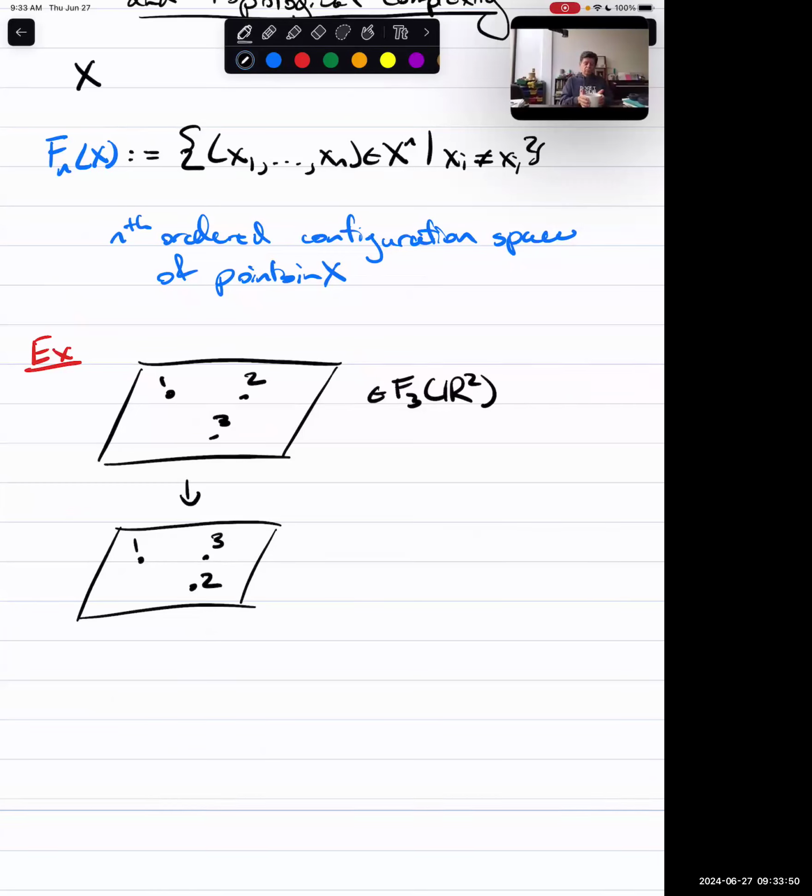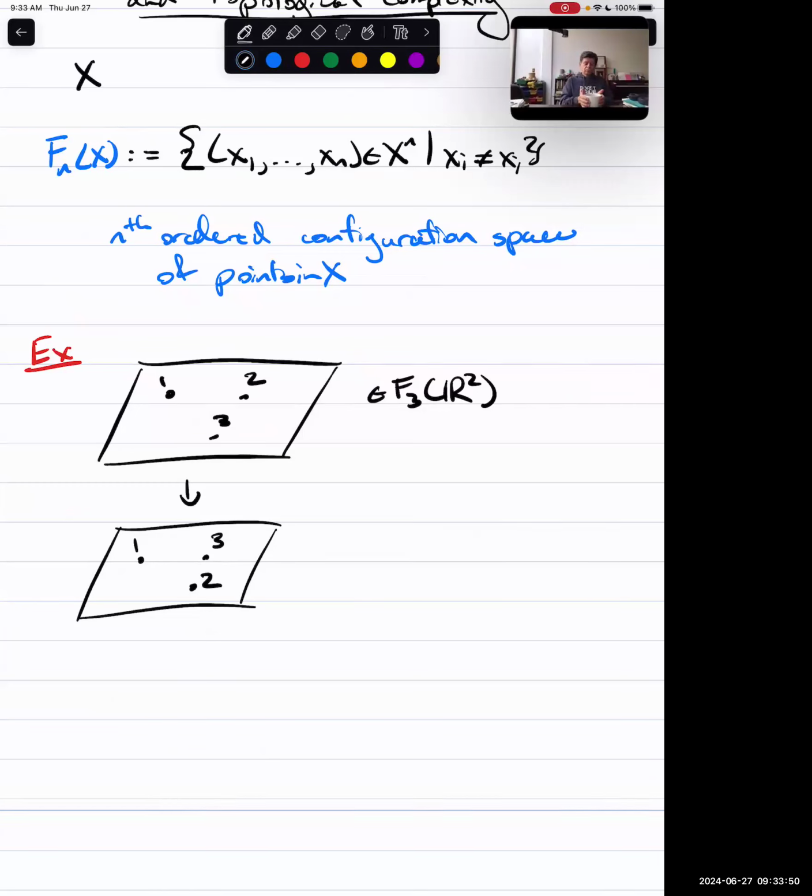So for me, the question is going to be, how do we motion plan in these ordered configuration spaces?